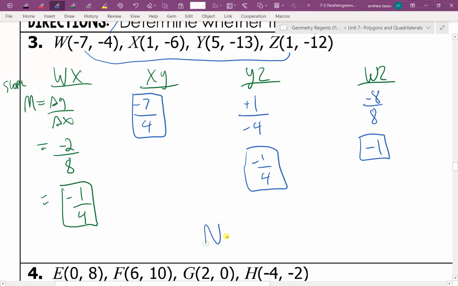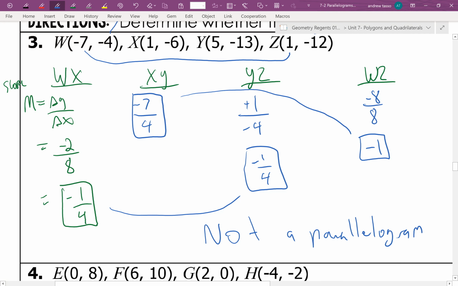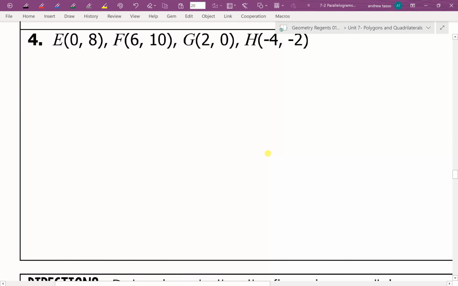And I would say that no, this is not a parallelogram. Okay, the reason why is because we would expect to have two pairs of equal numbers. So these are equal, which is good, but these are not equal, which means it's not a parallelogram. Okay, so now you can try number 4 on your own.